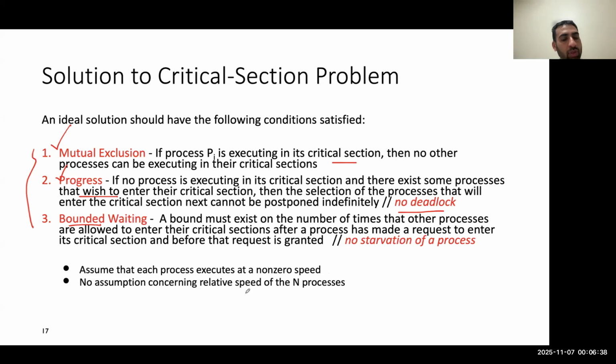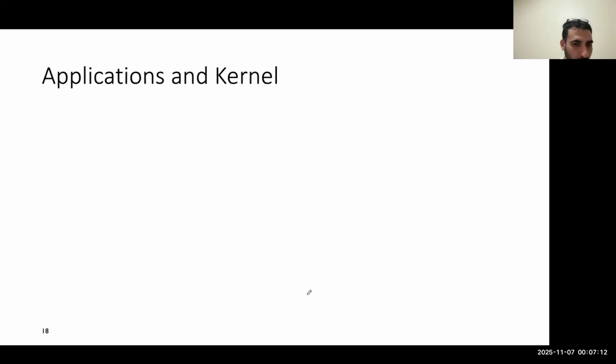Second, we are not making any assumptions concerning the relative speed of the processes. For example, if you have two processes and both are trying to enter the critical section, we are not saying process A is running at a very high speed, so it always succeeds before process B. We are not making any assumption. Maybe process A and B are running at the same speed, maybe process A is slower, maybe process B is slower. We don't know anything about their relative speed. Any questions?